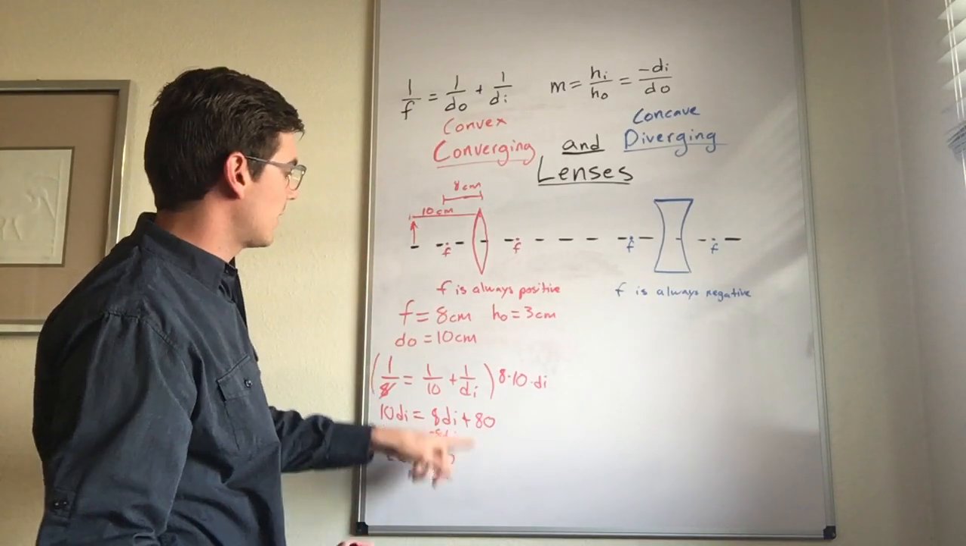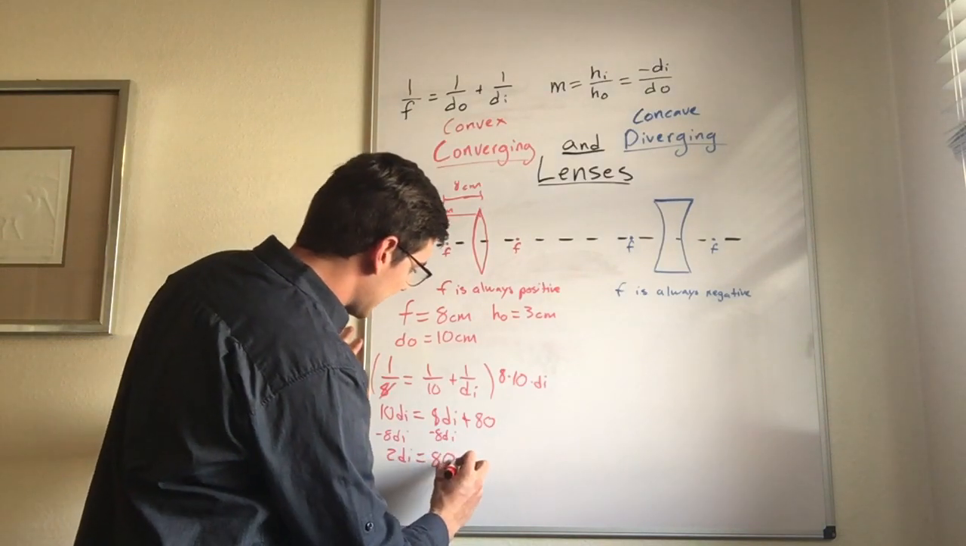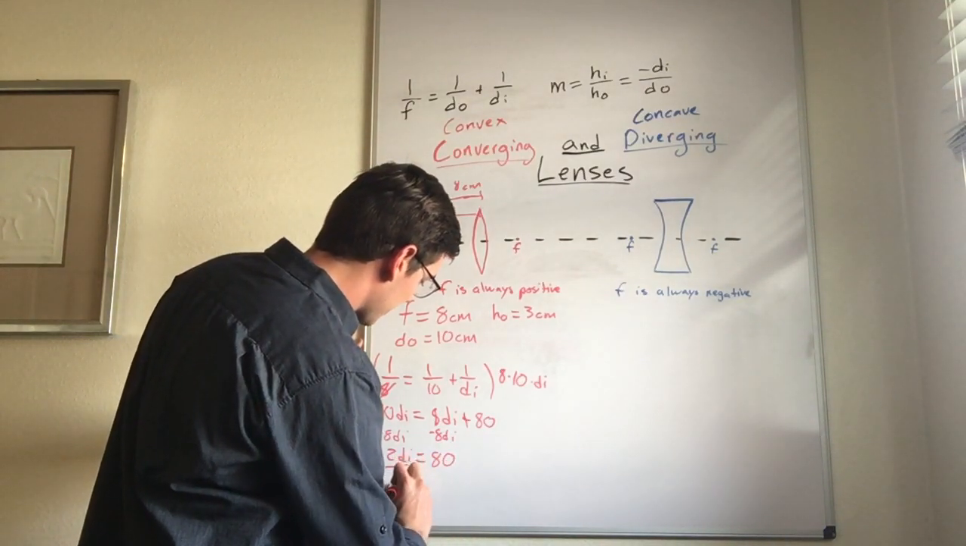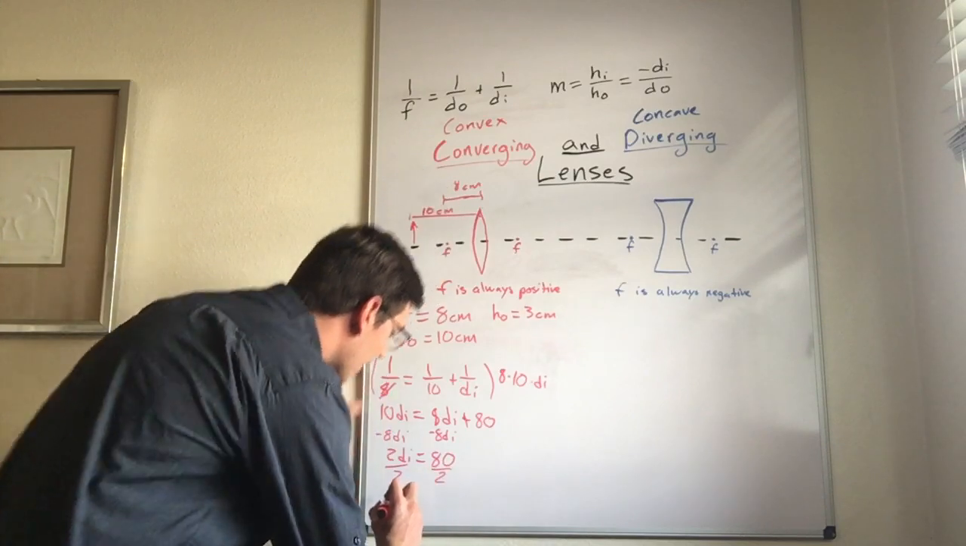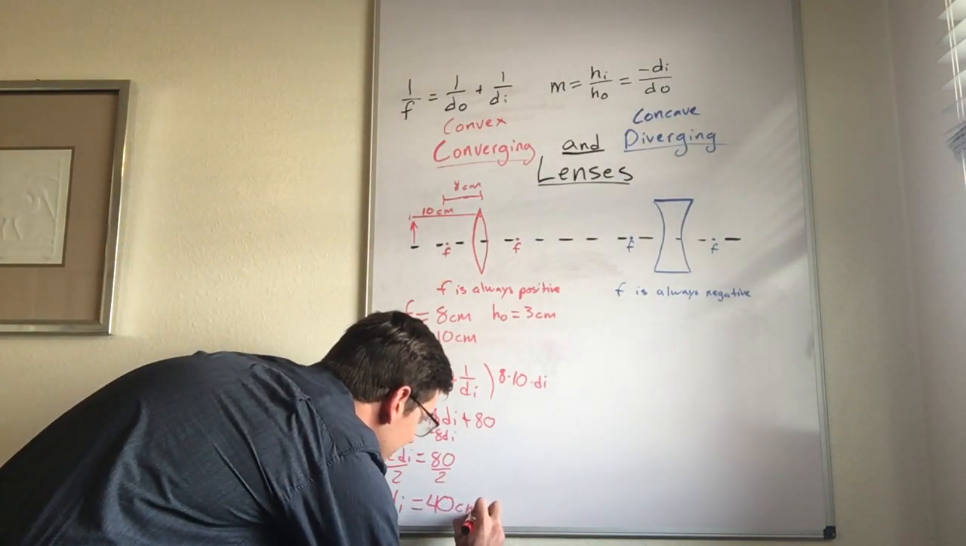And this is centimeters. You have to remember that all these measurements are in centimeters. So 2 di equals 80, and then if we divide by 2, we get di equals 40 centimeters.